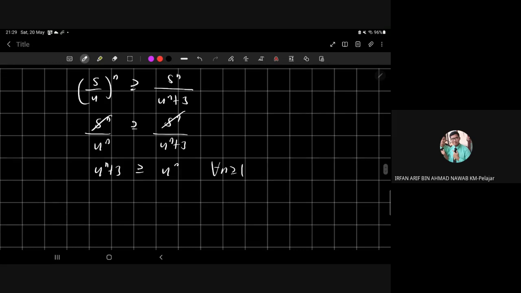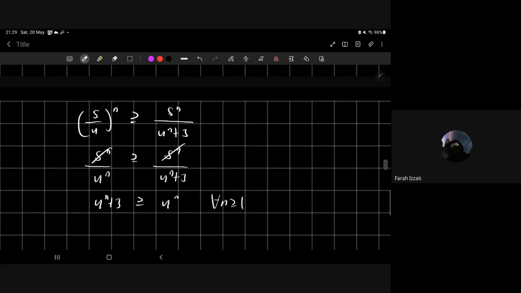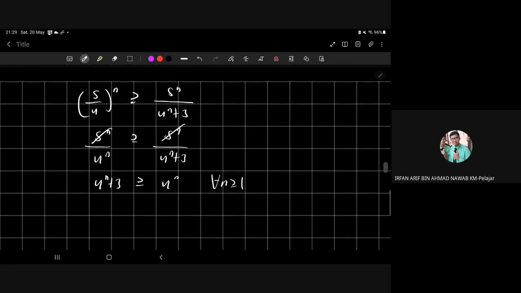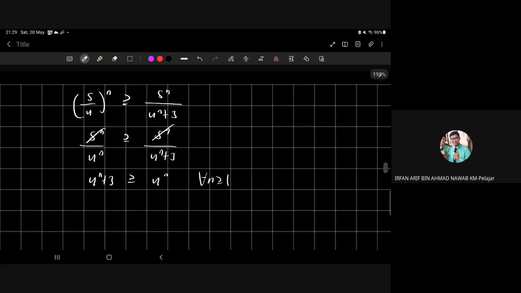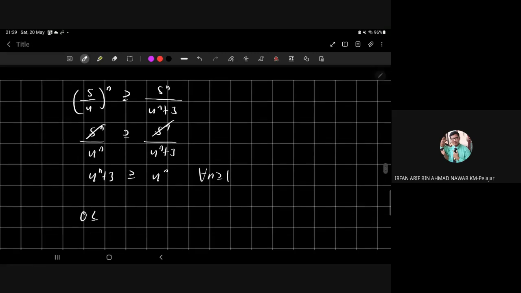So what does this mean? This means this is always larger than this, I believe. But the problem is, when we build the inequality, what happens? We have 5 to the power of n over 4 to the power of n plus 3 less than or equal to 5 over 4 to the power of n.